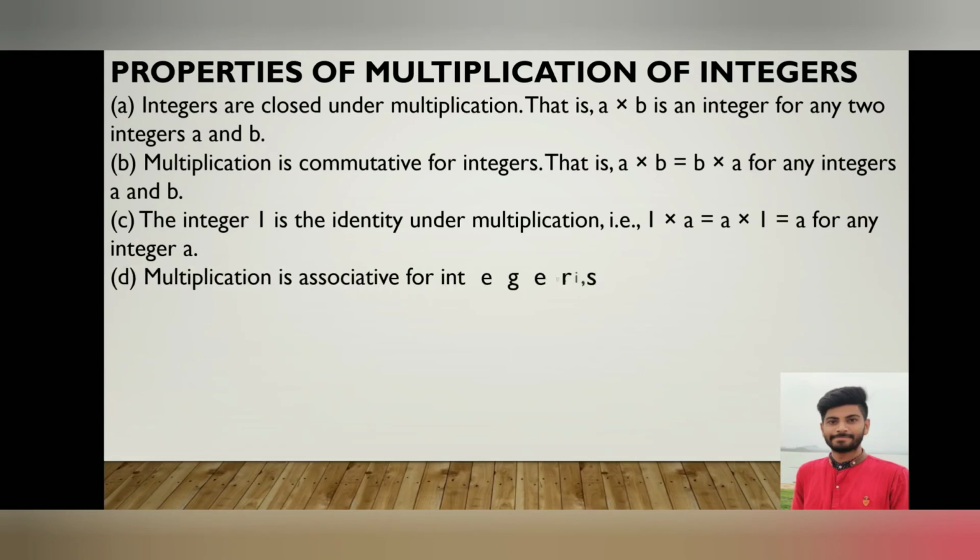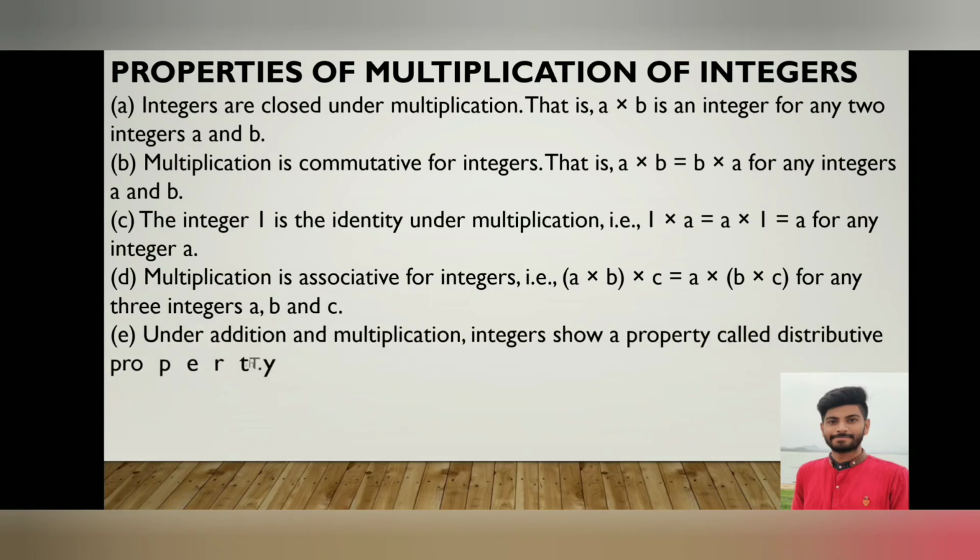Next property, the multiplication is associative for integers. Okay, associative property can also be applied in multiplication of integers. That is, in bracket a multiply with b, multiply with c, is equal to a multiply with, in bracket, b multiply with c. We can multiply a and b first, or we can multiply b and c first. We will get the same answer.